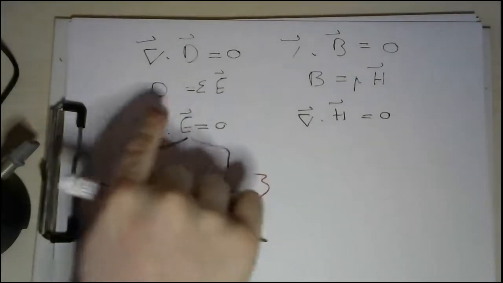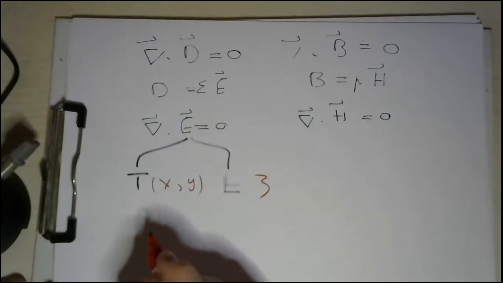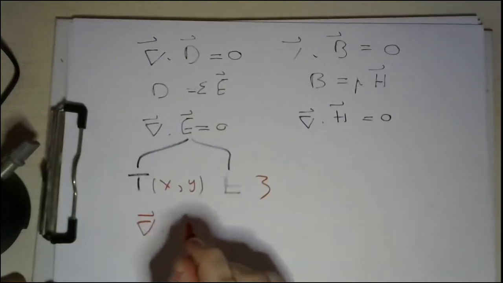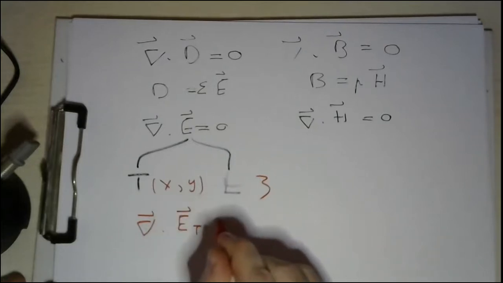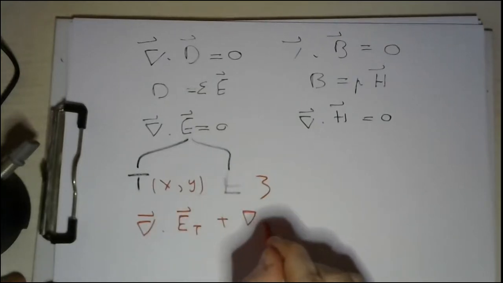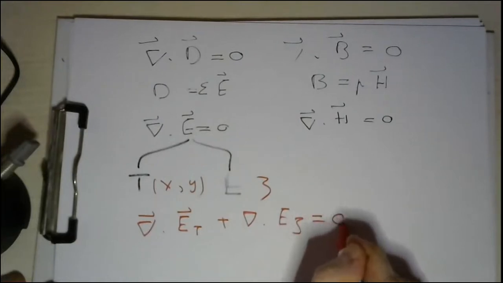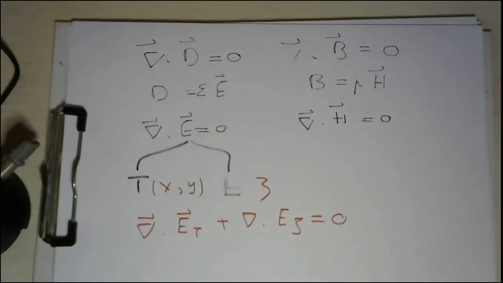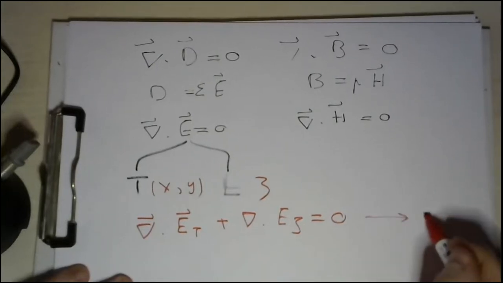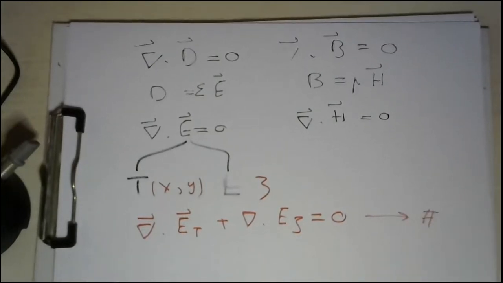Accordingly, you can break down this equation, saying that the divergence of E transverse plus the divergence of Ez equals zero, because E is simply Ex, Ey, and Ez. Ex and Ey are combined together in the transverse component, and Ez is the longitudinal component, which represents the direction of propagation. Okay, perfect. So let's keep this equation in mind because we will return to it later.